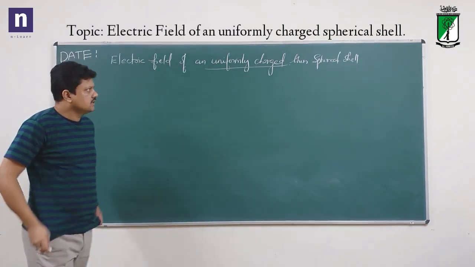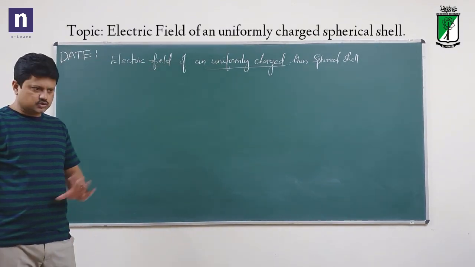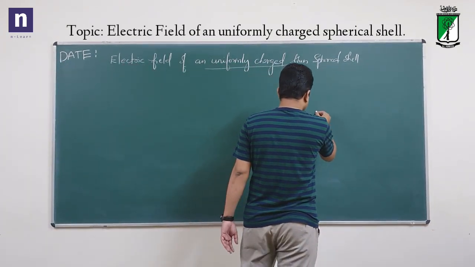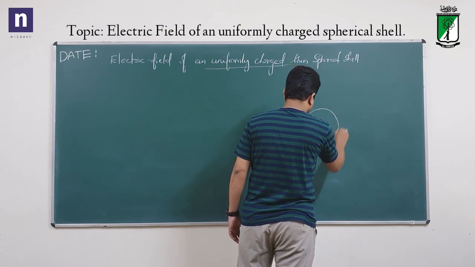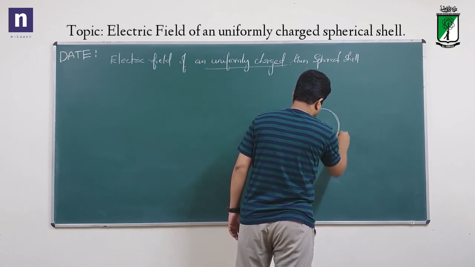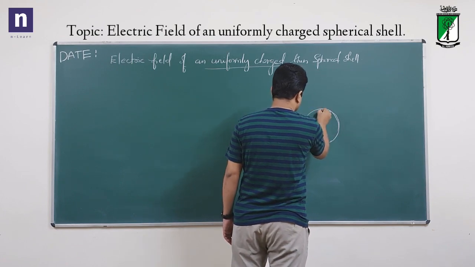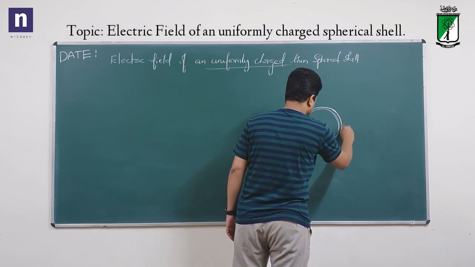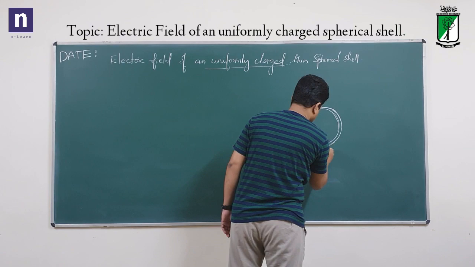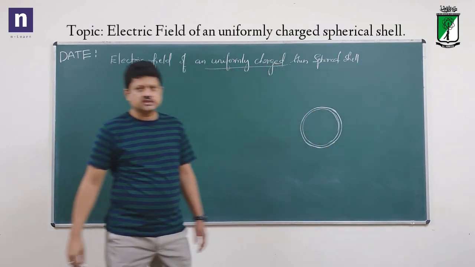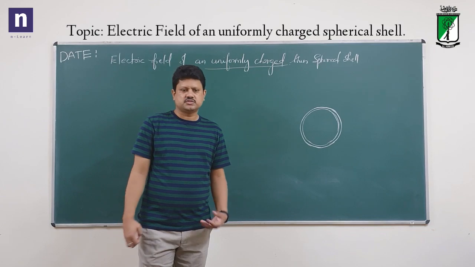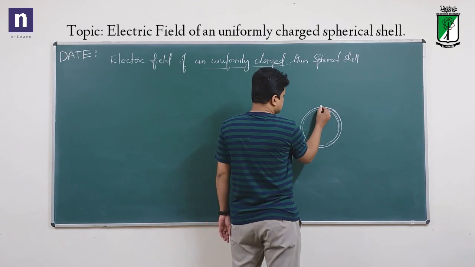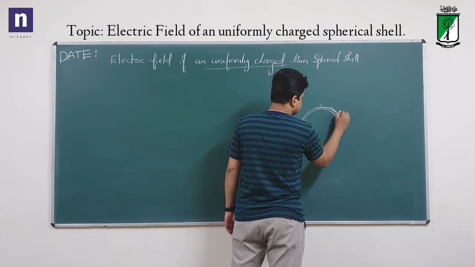So let us consider a thin spherical shell which is charged uniformly. Let us say this is a thin spherical shell. Spherical shell in the sense, of course, it is hollow inside, and thereby we have some charges on the surface of the shell here.